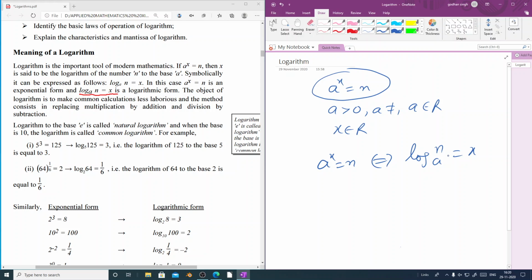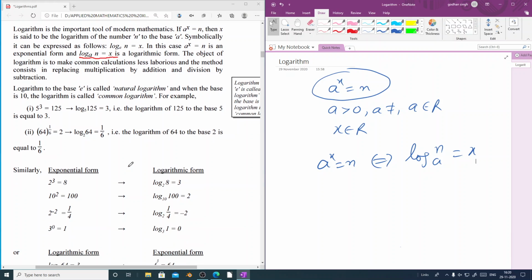Now here there are some examples. Let us go through them. For example, we have 2 cubed equals 8. Now in logarithm form, how can this be written? Suppose we have log 8 with base 2. It simply means, what should be the power on 2 such that we get 8. So obviously the answer is 3.